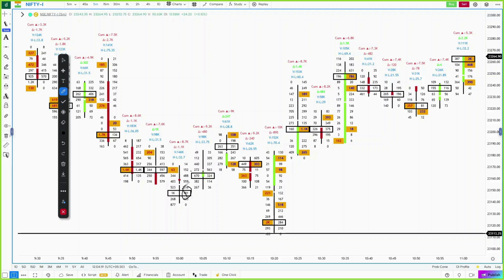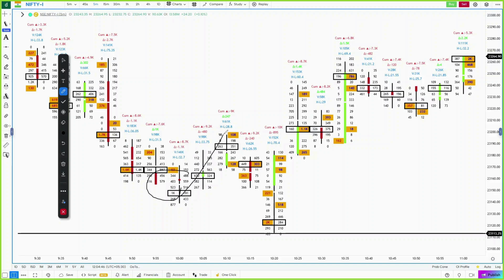Because limit orders are not there at the lower level, these buyers are chasing the higher prices. And look at how the price is closing. There is a 1.1k delta.